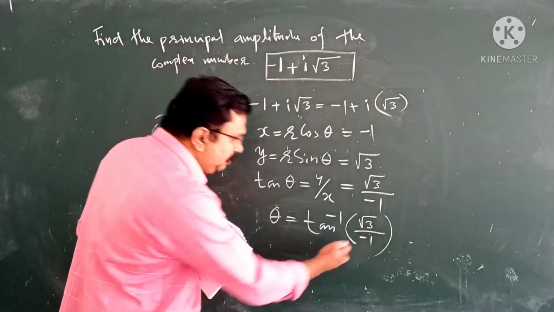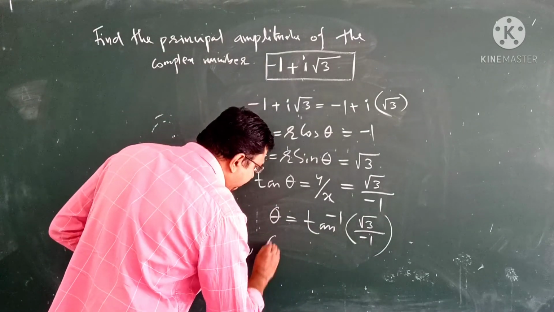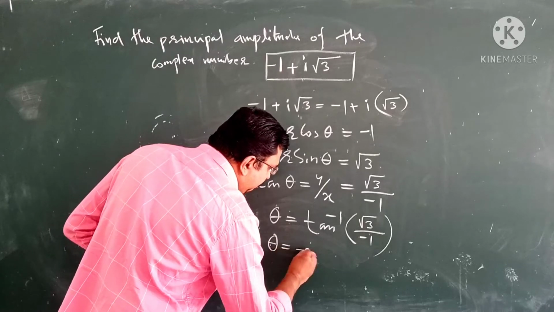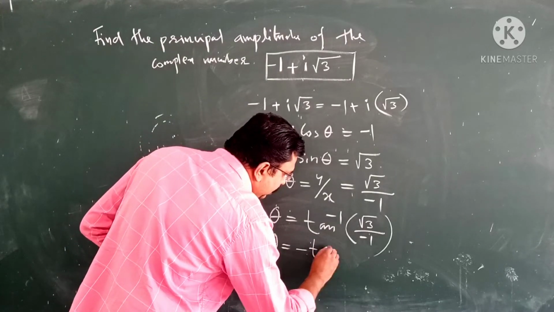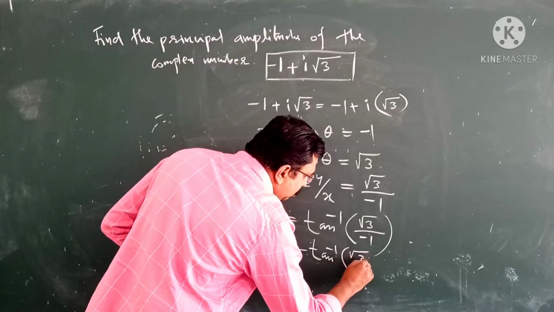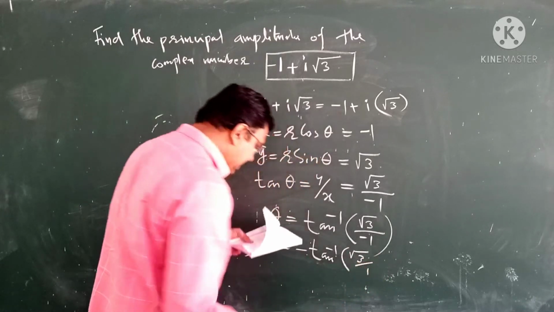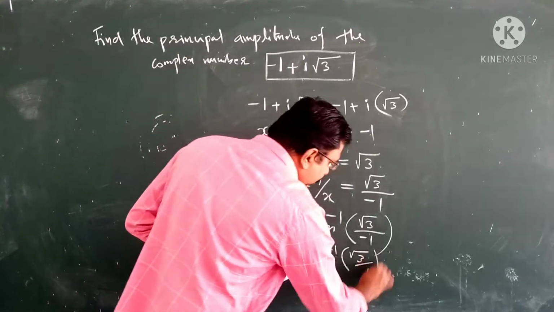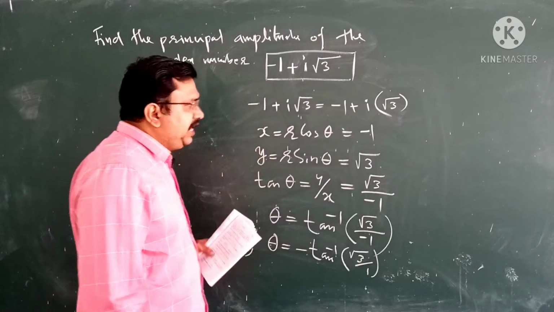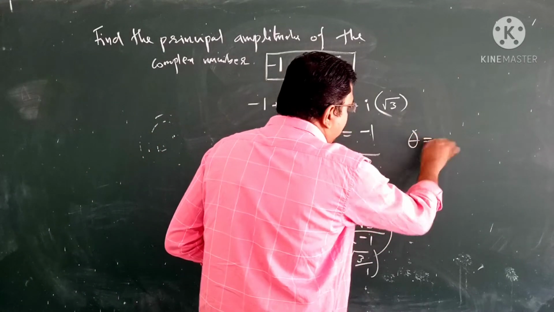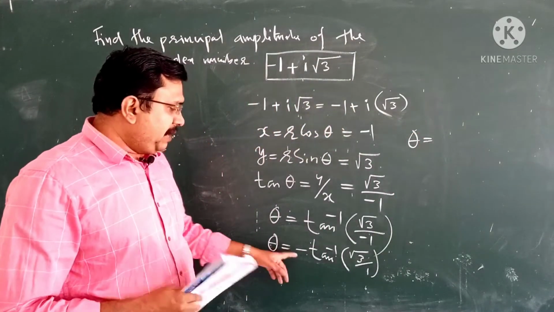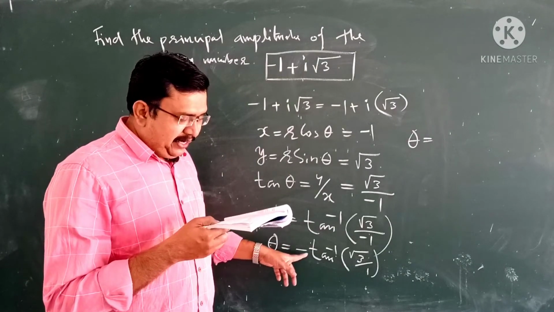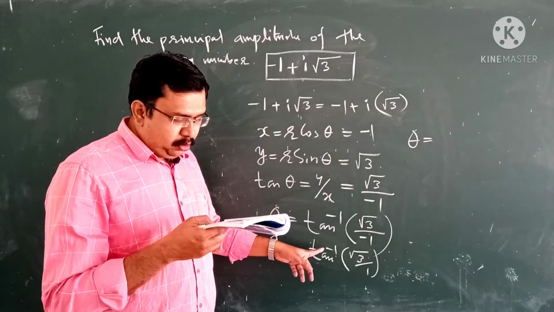That is, this minus can be taken outside. Then theta is equal to minus tan inverse √3 by 1, that is tan inverse √3. Then what is theta? Theta is equal to minus of tan inverse √3 by 1.